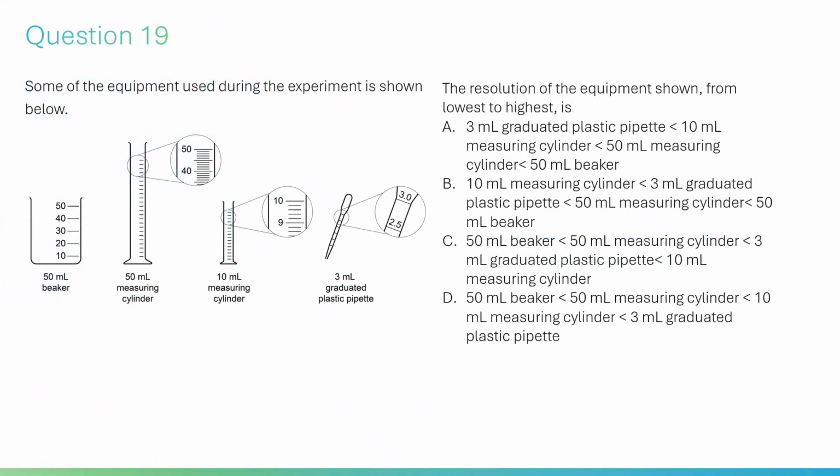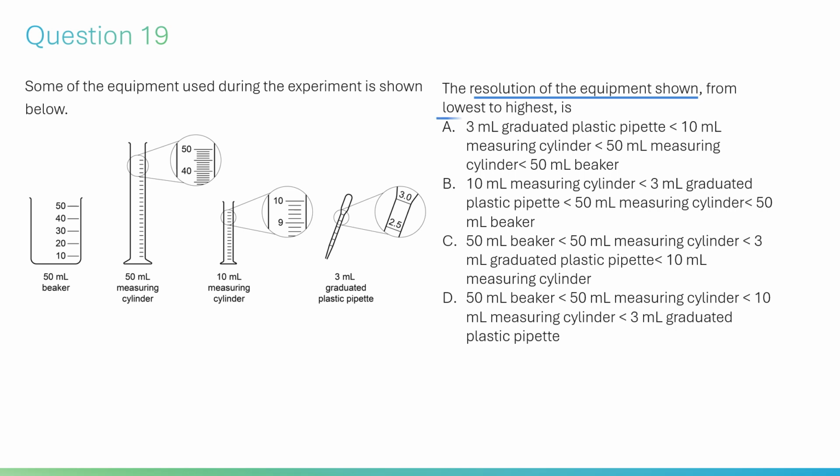The diagram shows 4 pieces of volumetric apparatus. Each one has graduations, but they don't share the same level of precision. The core task here is to carefully read the question and compare the resolution of each instrument.